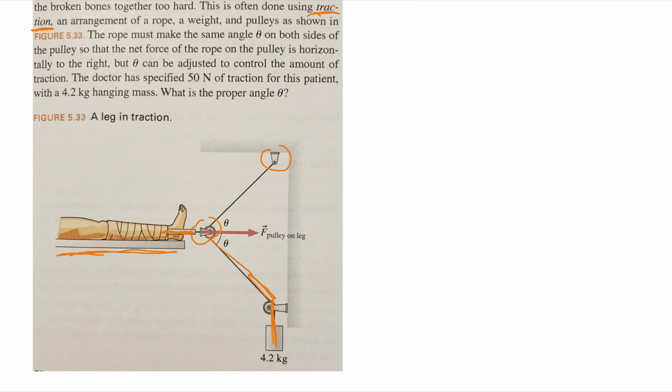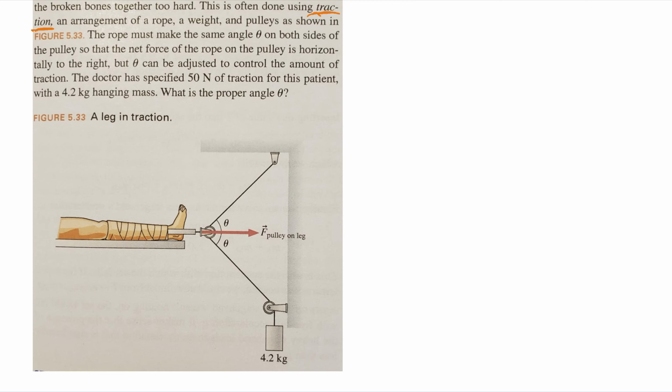What happens is that creates a force pulling backwards on the leg to keep the muscles from contracting and pulling that joint, to keep those bones from pulling back too hard, and actually allowing them to align correctly so that they can stitch back together the way that they're supposed to. So let me get rid of all of these markings now, and let's finish reading the problem.